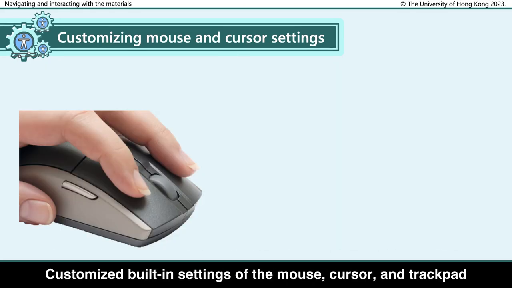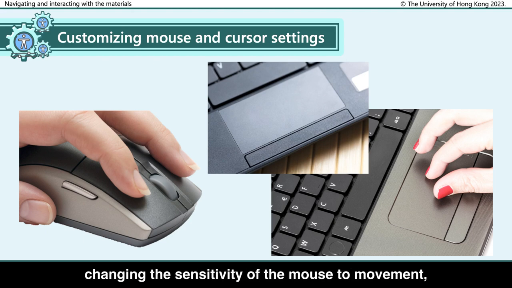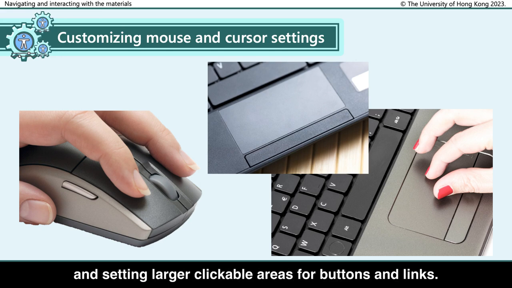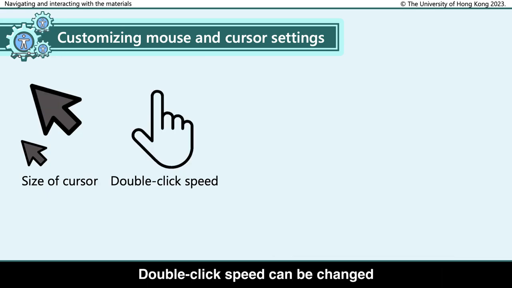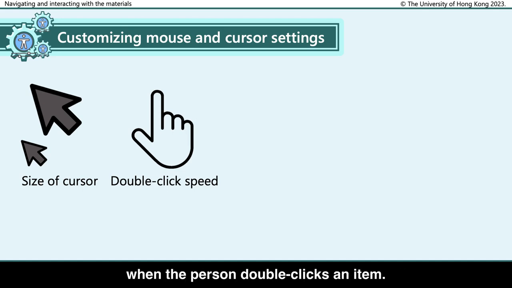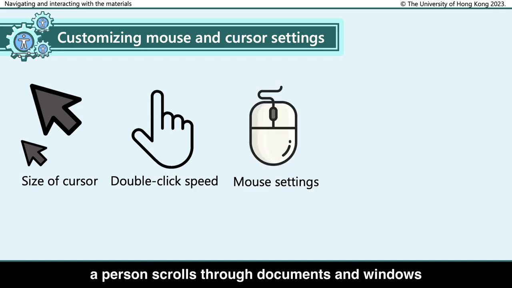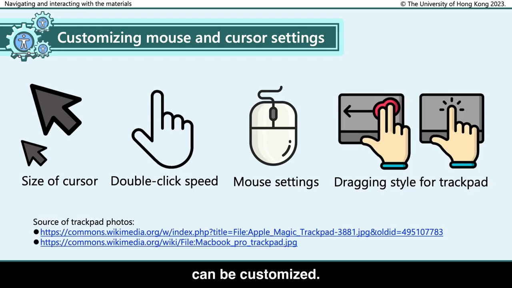Customized built-in settings of the mouse, cursor, and trackpad may include the size, speed, and sensitivity, as well as alternative control options, such as changing the mapping of buttons, changing the sensitivity of the mouse to movement, setting filters, and setting larger clickable areas for buttons and links. The size and appearance of the mouse pointer can be changed. Double-click speed can be changed by adjusting the mouse or trackpad's reaction time when the person double-clicks an item. Scroll speed, or the speed at which a person scrolls through documents and windows using the mouse, along with the dragging style of the trackpad, can be customized.